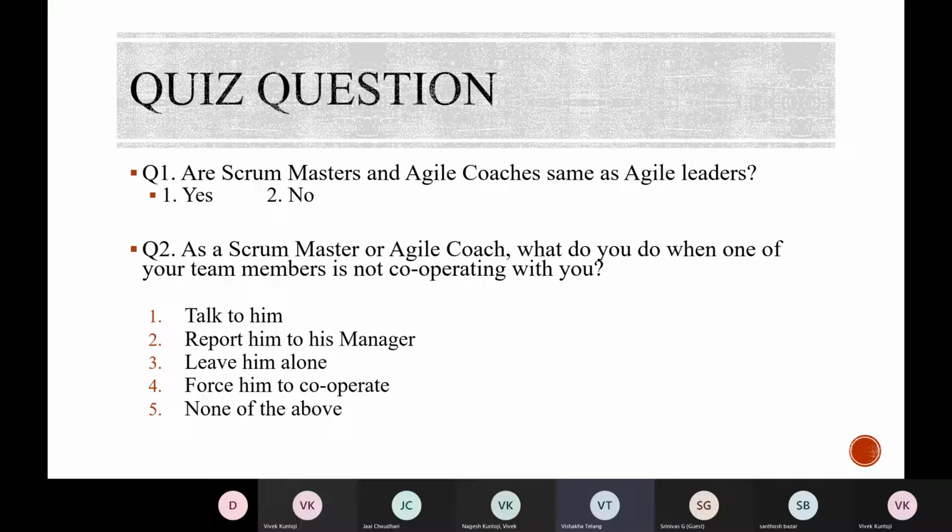Though we call ourselves an agile coach, agile leader, or scrum master, whatever terminology we use, we have certain responsibilities to complete. And while doing that, we get a lot of obstacles. So in my case, I'm really not sure when to intervene and where to intervene. So how do we draw that line?